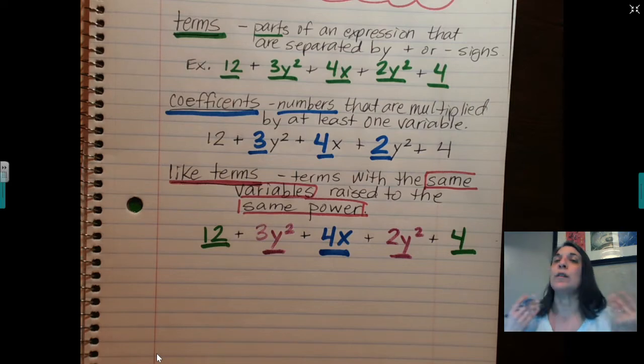Can you make it smaller? Well, can you combine things that are the same? Because we actually can do that, which is pretty cool. We can actually combine if they are like terms. They have to be like terms.